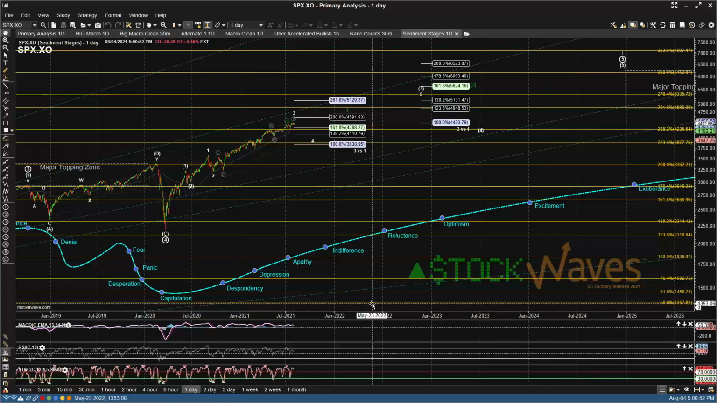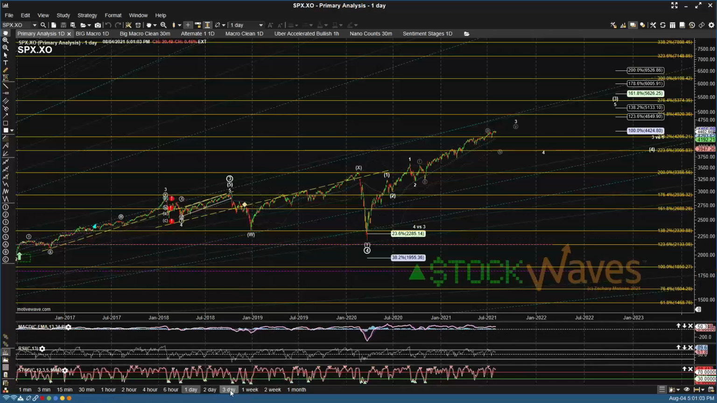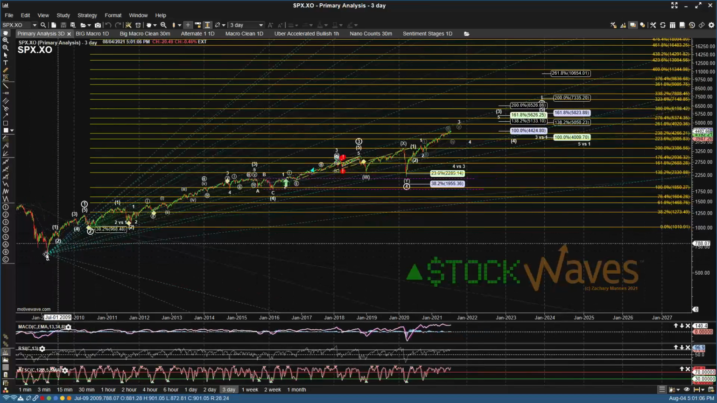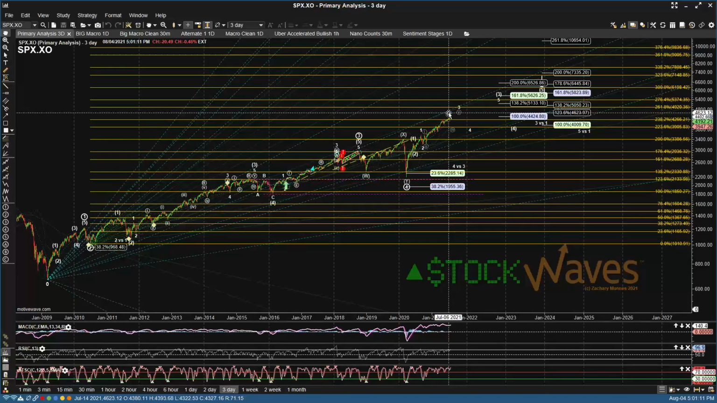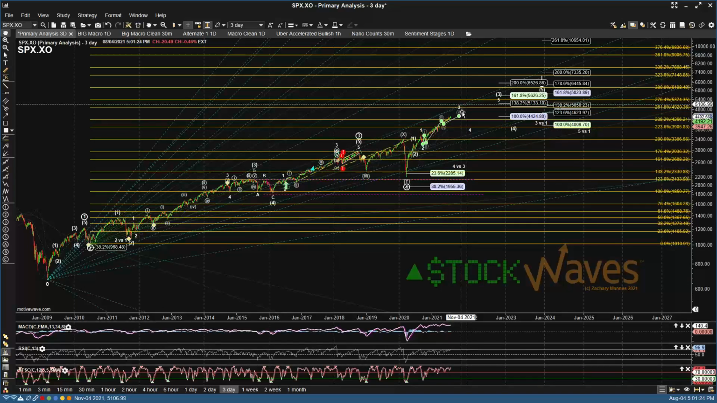All right, so looking at our larger structure again, it has been a little while since we have zoomed out to look at the entire structure off of the 2009 low. So let's go ahead and do that. I think this counts best moving back to there, as we talked about last time. But I think this is a little bit too small of a degree for looking at such a larger time frame chart. That's why I have it kind of grayed out there.